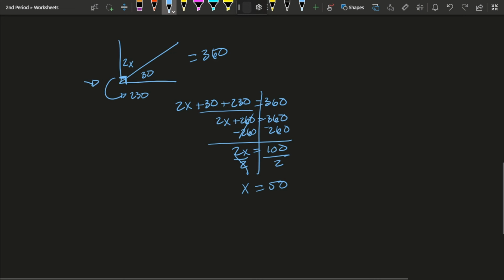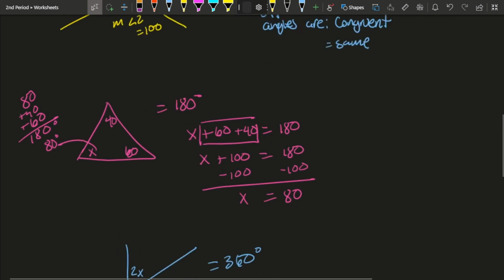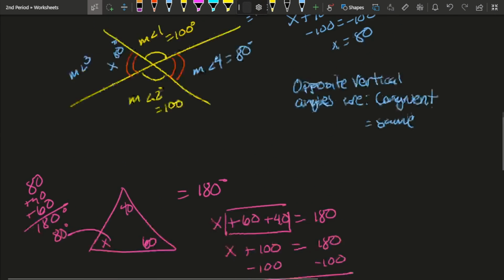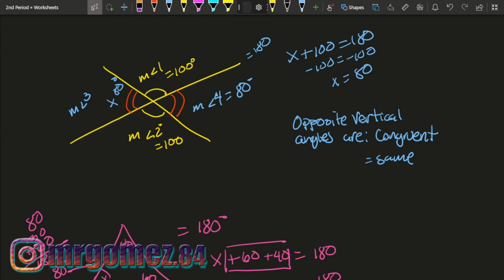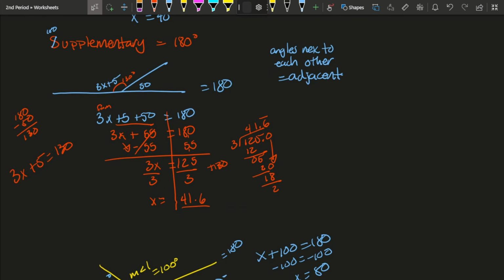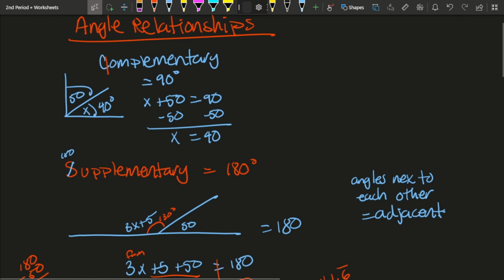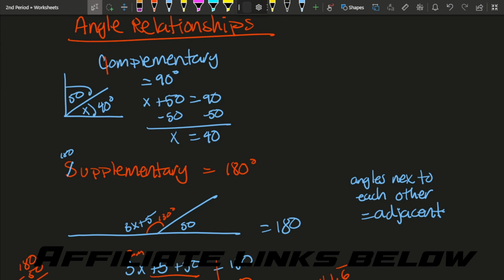So again, this right here, they're 360 degrees total. Then we have triangles that add up to 180 degrees. Then we have vertical angles, where opposite vertical angles are congruent. That means they're the same. And adjacent vertical angles add up to 180 degrees. Then we have supplementary angles that add up to 180 degrees. And the angles next to each other are called adjacent. And to start with, we started with complementary angles, angles that add up to 90 degrees.